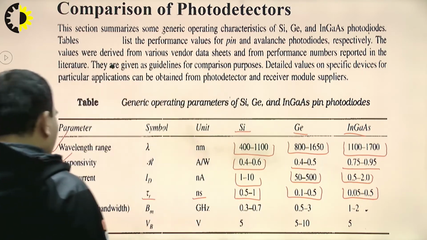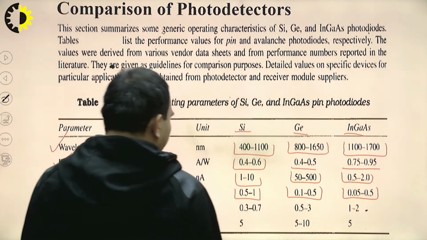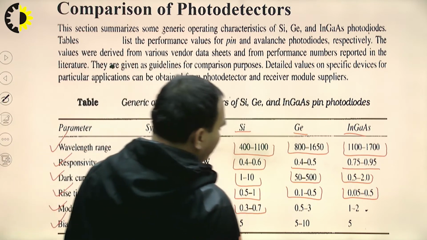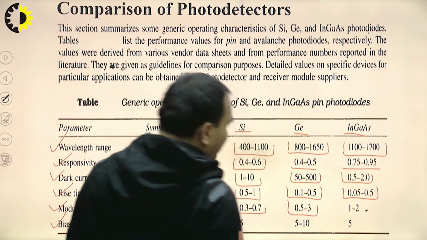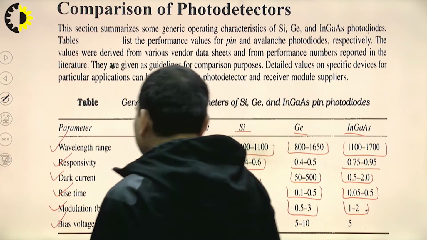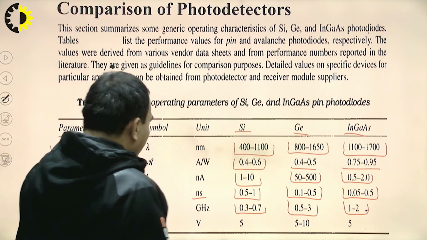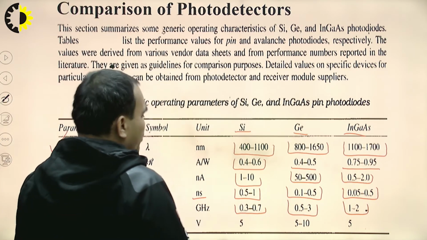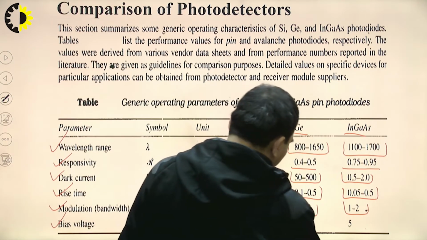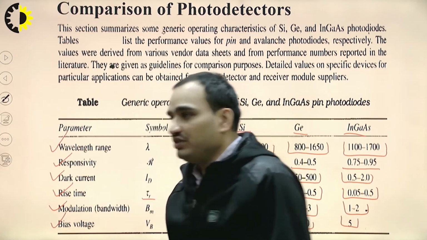When we are talking about the modulation bandwidth, that is B, that is in gigahertz, for silicon it is ranging from 0.3 gigahertz to 0.7 gigahertz, and for germanium it is from 0.5 to 3 gigahertz, and for indium gallium arsenide it is from 1 to 2 gigahertz. The bias voltage which is applied at the junction to work as a photodiode, we can provide the bias voltage. For silicon it is 5 volts, for germanium we can use 5 to 10 volts, and for indium gallium arsenide we have to use 5 volts respectively.